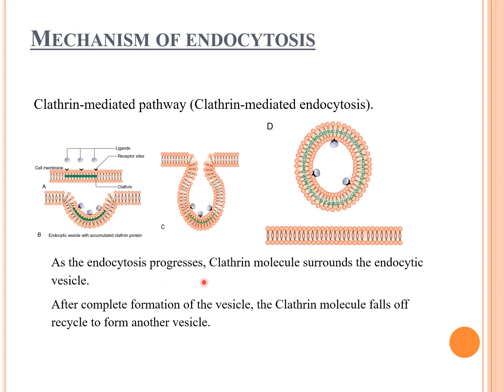So as the endocytosis progresses, clathrin molecules surround the endocytic vesicle. Here you can see the green color structure. That is the clathrin proteins, and after complete formation of the vesicle, the clathrin molecules fall off and are recycled to form another vesicle.